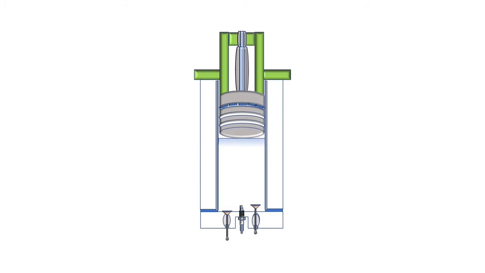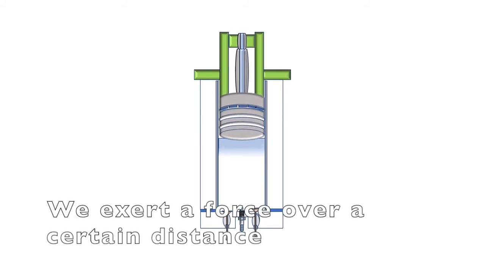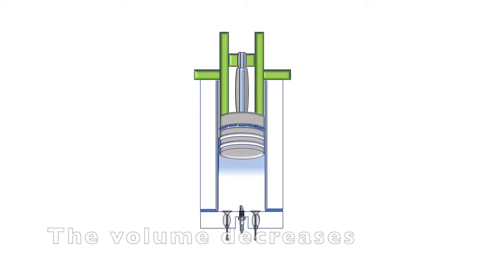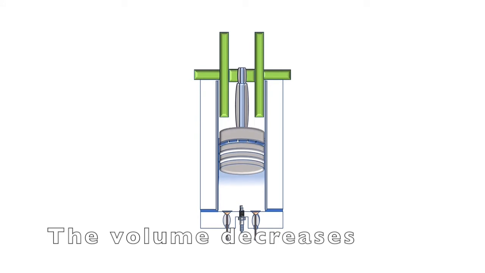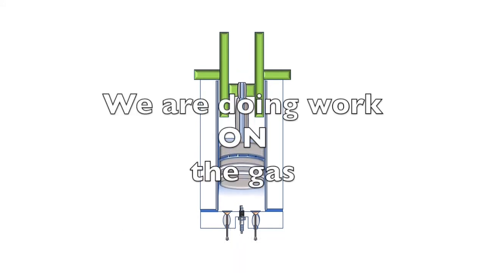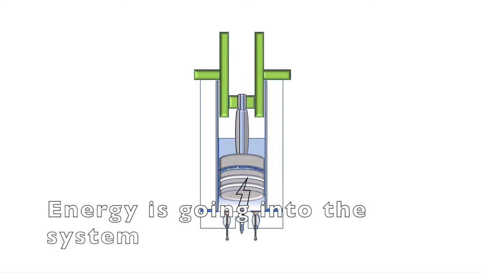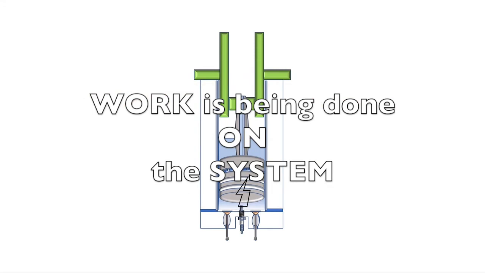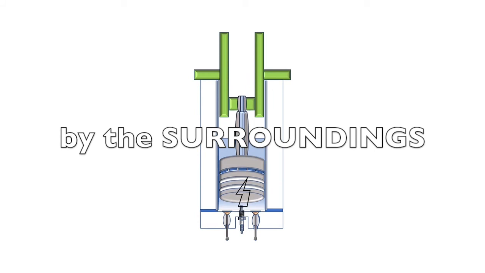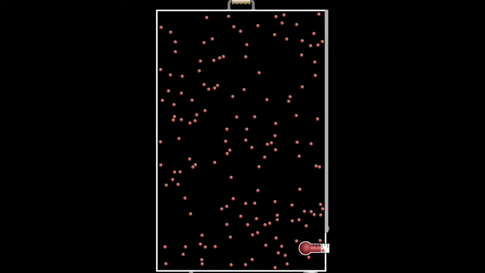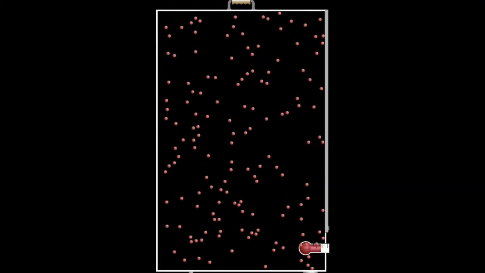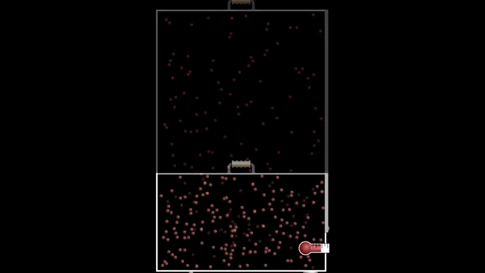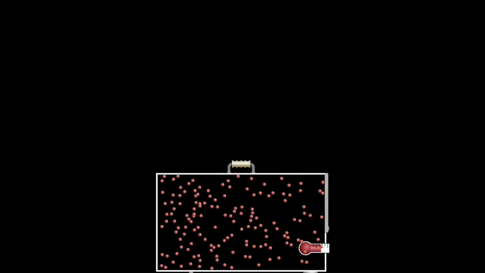If we push down on the piston, we exert a force on the piston and the piston moves a certain distance. Now the volume decreases. We say that we are doing work on the gas, which means energy is going into the system. We say that work is being done on the system, on the gas, by the surroundings, which is us pushing on it. When this happens, the average kinetic energy of the particles in the system increases, and the temperature increases too.